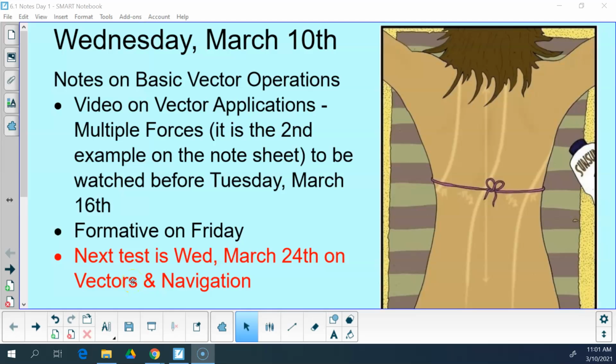All right, so we are through navigation. You should have taken the navigation formative. I'm still waiting on a couple from some people. That is still open for you to take. So if you haven't taken the navigation formative, or if you took it and you didn't get 100% on it, it's still open for you to try your second try on that one. So that puts us through yesterday.